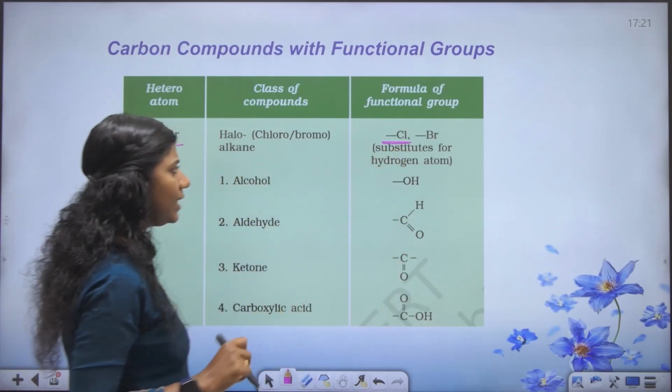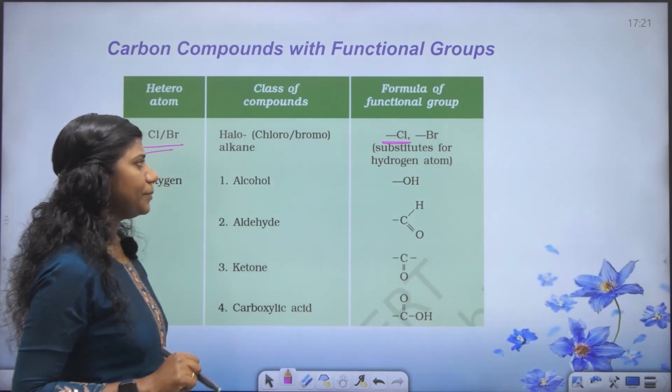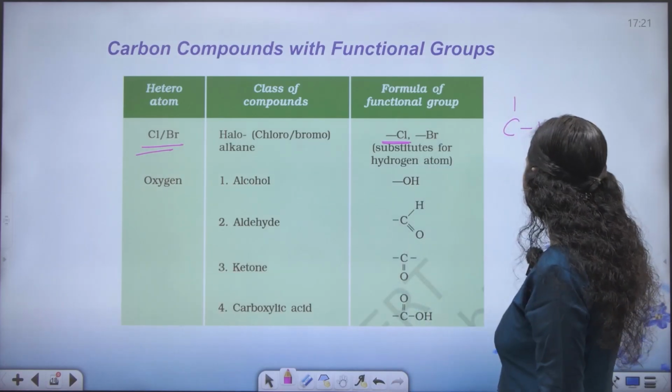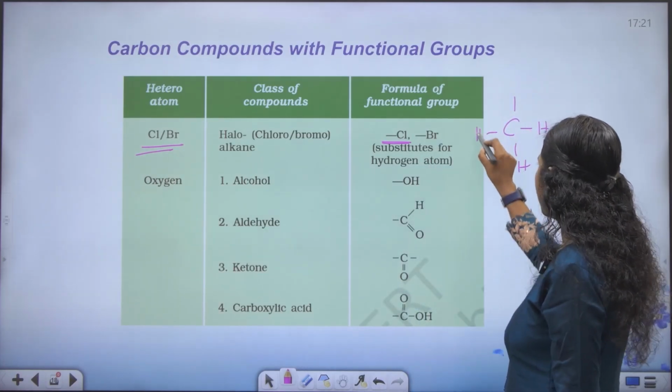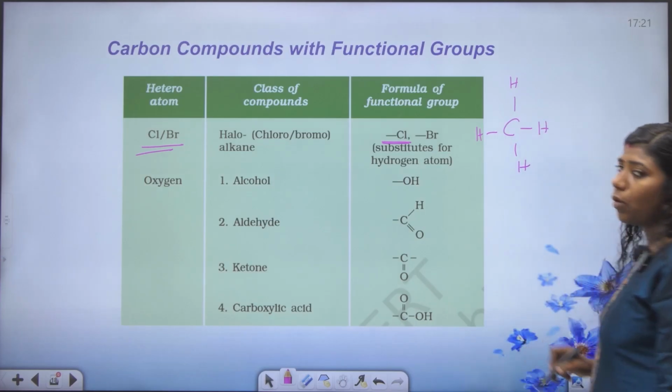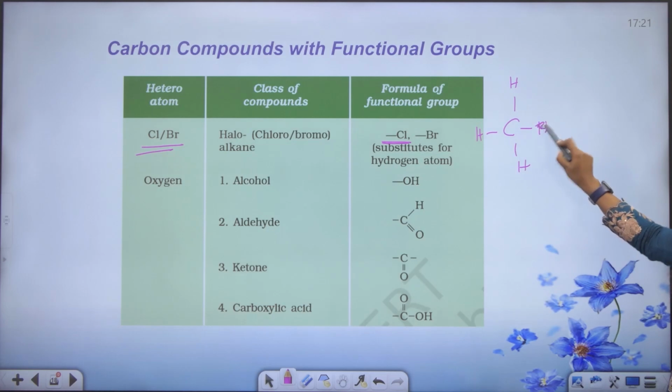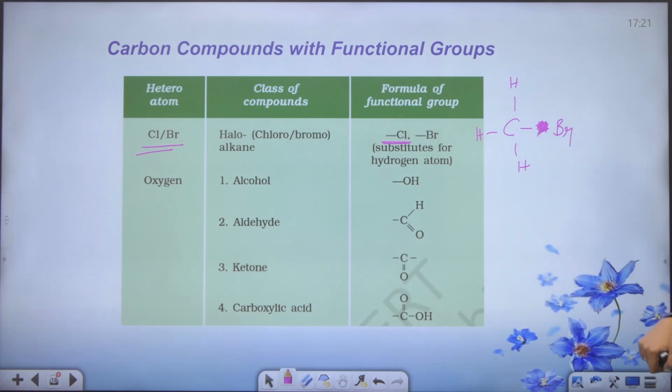The functional groups are chlorine Cl and bromine Br. They substitute for a hydrogen atom. We know that the molecular formula of methane is CH4. But chloromethane or bromomethane means this hydrogen atom is replaced, and here bromine or chlorine is bonded to that carbon atom. Bromine or chlorine substitute for a hydrogen atom. Okay, this is bromomethane.